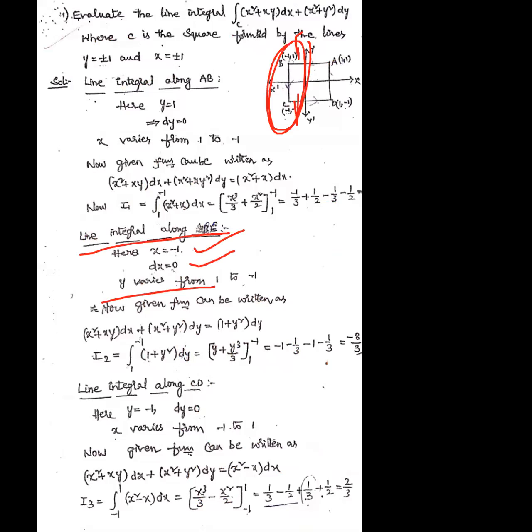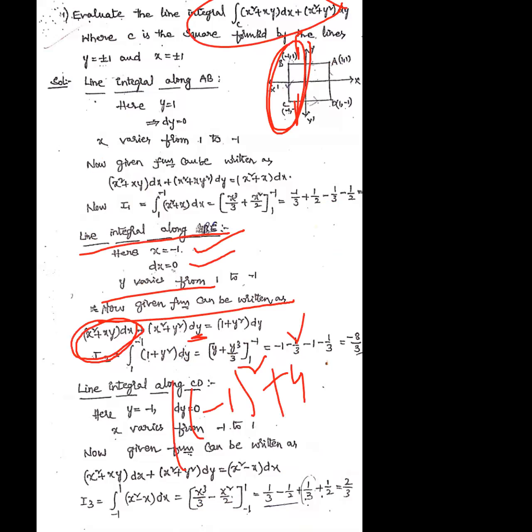The given function, the given problem, we substitute x equal to minus 1, dx equal to 0. When dx equal to 0, automatically the first term is completely 0. In the second term, replace x equal to minus 1: (minus 1) whole square plus y square into dy. So (minus 1) whole square equals plus 1, plus y square into dy. All terms are converted into y, so it is possible to take the line integral with respect to y.